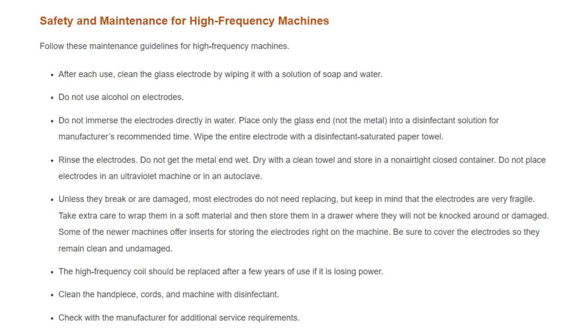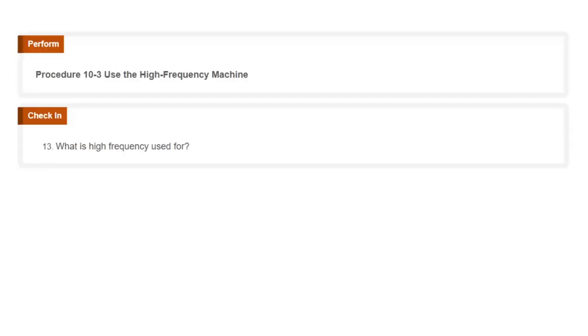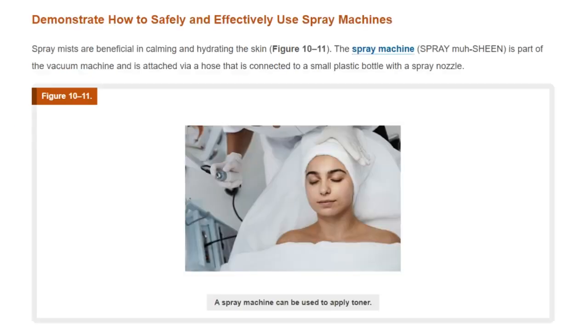The high-frequency coil should be replaced after a few years of use if it is losing power. Clean the handpiece, cords, and machine with disinfectant. Check with the manufacturer for additional service requirements. Perform. Procedure 10-3. Use the high-frequency machine. Check in. What is high-frequency used for?